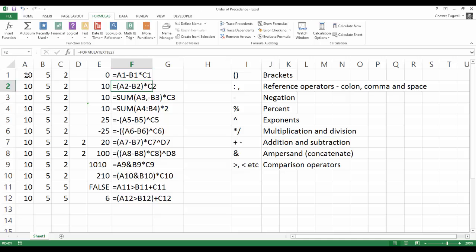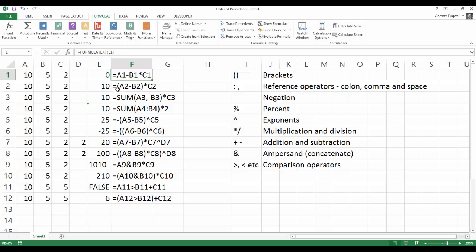So let's take this 10 minus 5 times 2. Common sense would say 10 minus 5 is 5, times 2 is 10, but the answer Excel gives is 0. And that's because we are told here that multiplication and division are performed before addition and subtraction. So in other words, it would do 5 times 2 first, and then subtract the result of that, which would be 10, from 10, in which case you'd get 0.